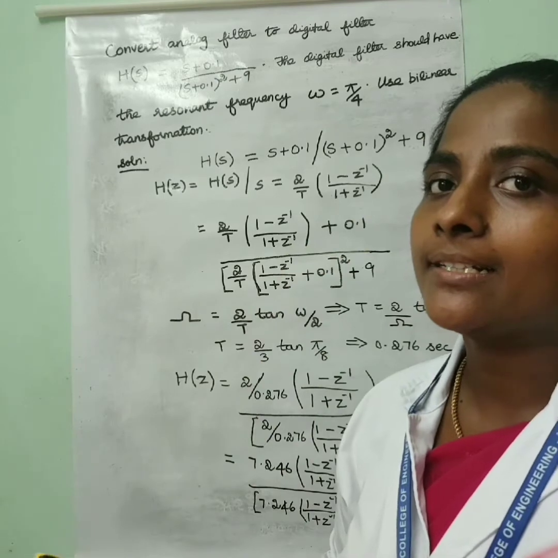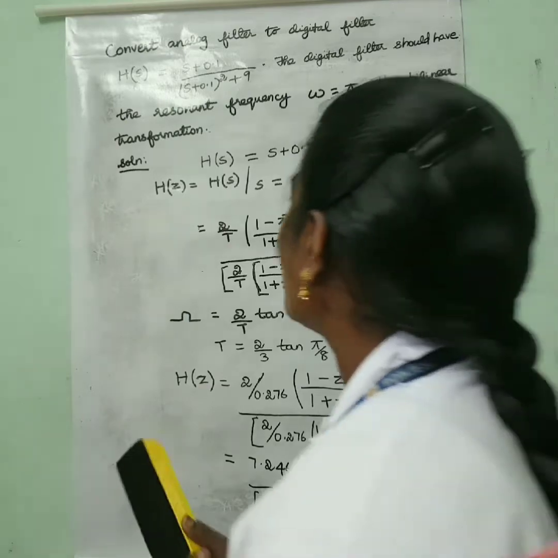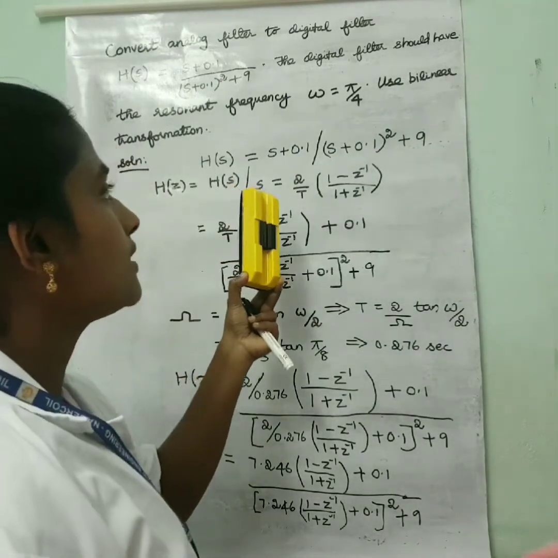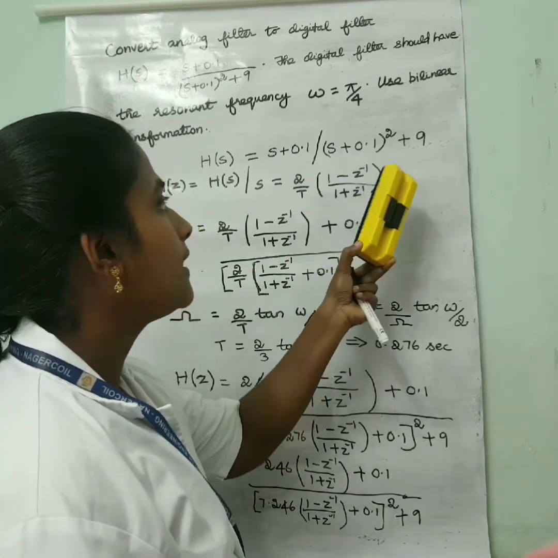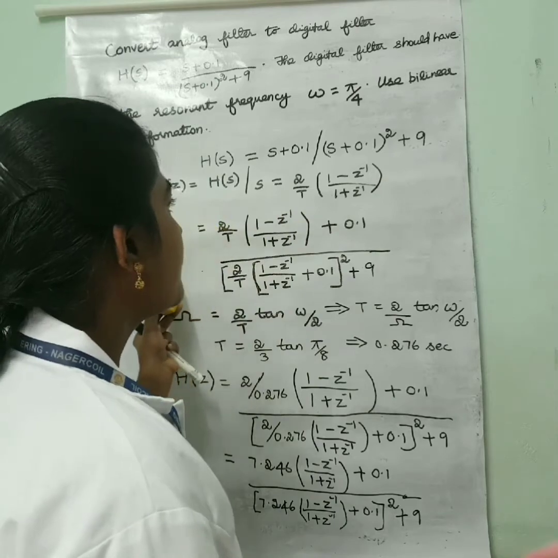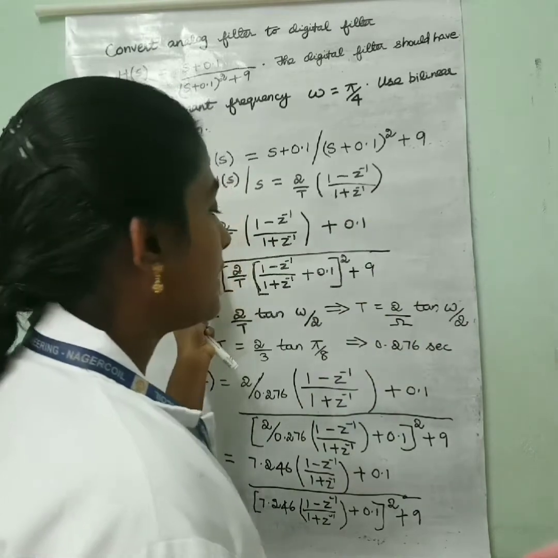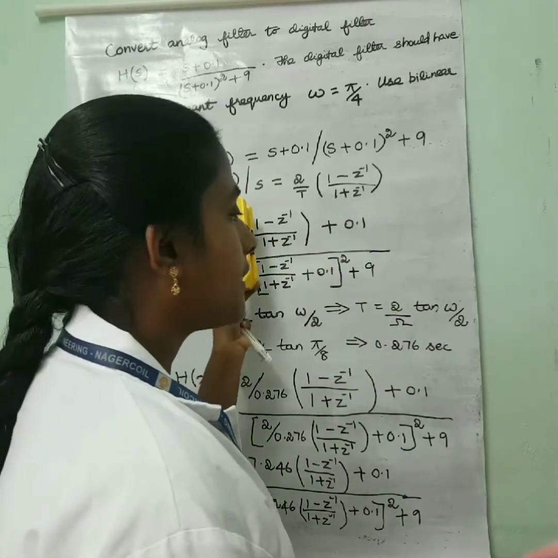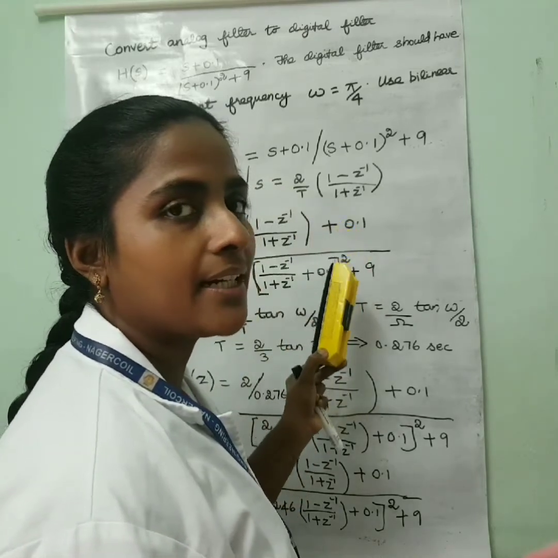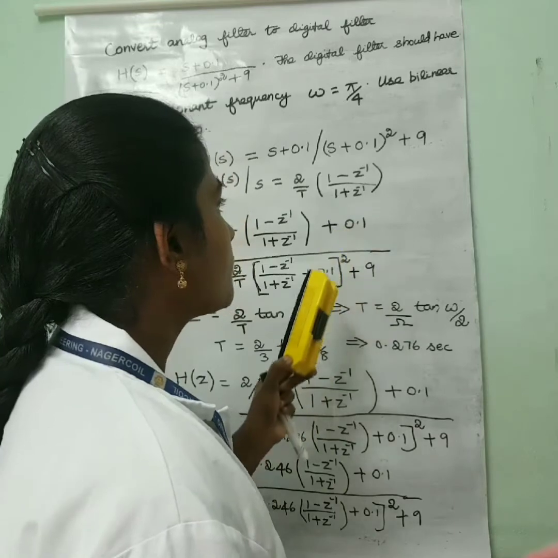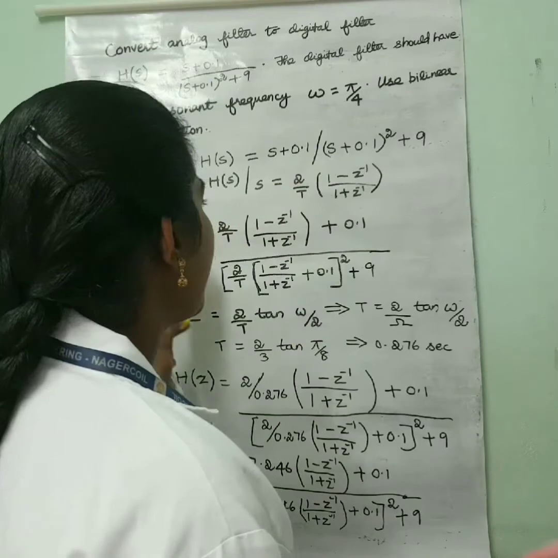Use bilinear transformation. First of all, we have to write the given data. That is, the transfer function is equal to (s plus 0.1) divided by ((s plus 0.1) the whole square plus 9). And we have to use bilinear transformation. So the mapping formula is H(z) equal to H(s) for s equal to 2 by T into (1 minus z power minus 1) divided by (1 plus z power minus 1). In the place of s you have to substitute this value to find H(z).